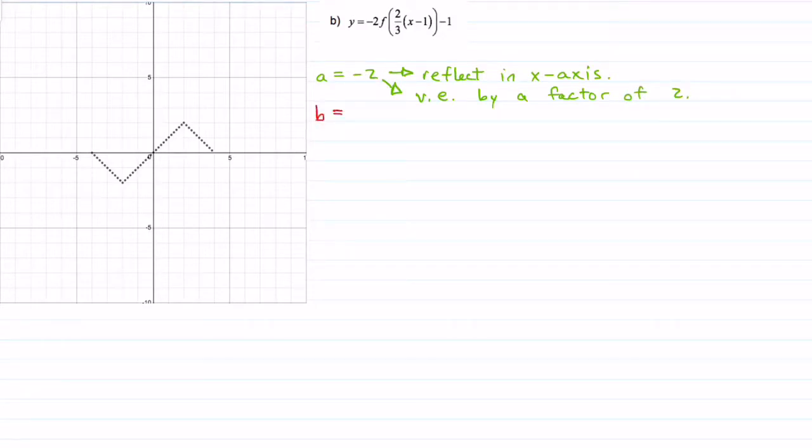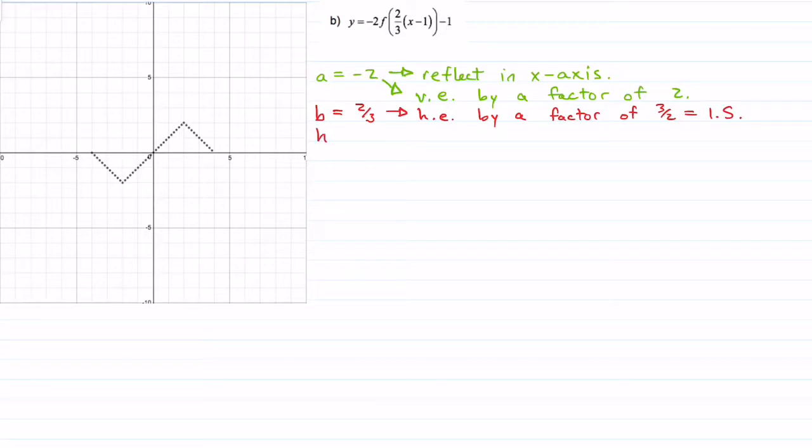The b value is 2/3, but though we use this, we always got to remember that we got to flip this. So this is actually a horizontal expansion by a factor of 3/2 because the reciprocal of 2/3 is 3/2, which is 1.5. So we're going to multiply the x values by 1.5.